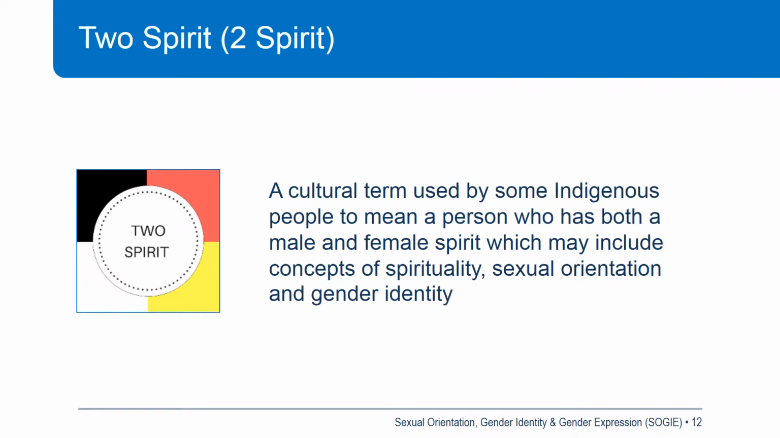Two-spirit is a cultural term used by some Indigenous people to mean a person who has both a male and female spirit, which may include concepts of spirituality, sexual orientation, and gender identity. Like all identities, Two-Spirit is a term that is self-identified. You cannot assume that as an Indigenous person, they will use the Two-Spirit term to identify themselves.